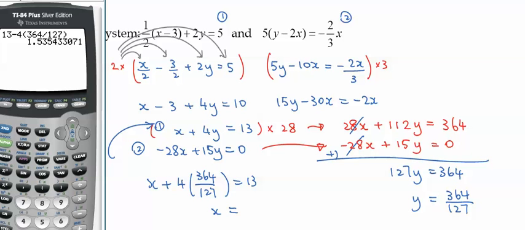Or if you want your calculator to give us the answer in fractions, you can press the math button on your calculator. The math button is underneath the alpha, underneath the green button. Press the math button once, and the very first option on the window will turn your answer to a fraction. 195 over 127.